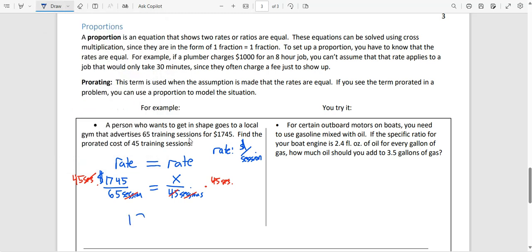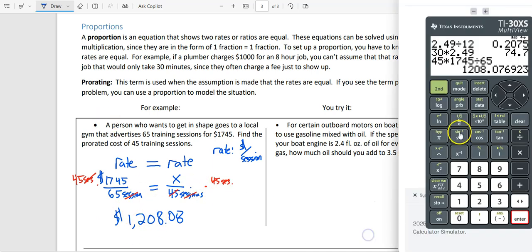And we have 1208.08. That's the cost of 45 training sessions if they charge the same rate as the ad. Let's take a look at the rounding. The 0.07, 7 is the pennies. The number to the right is larger, so that would raise up to 0.08.